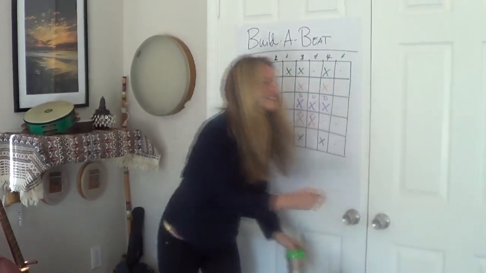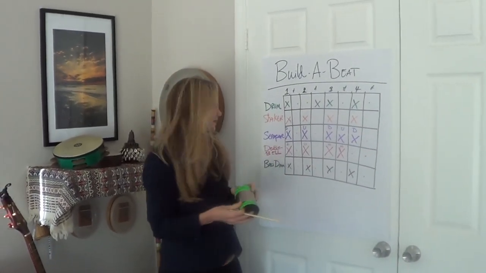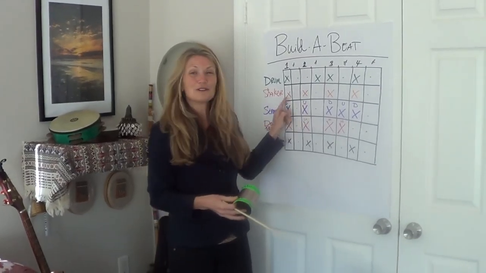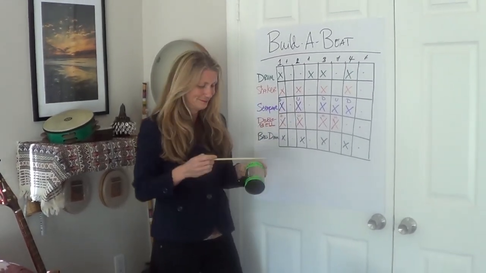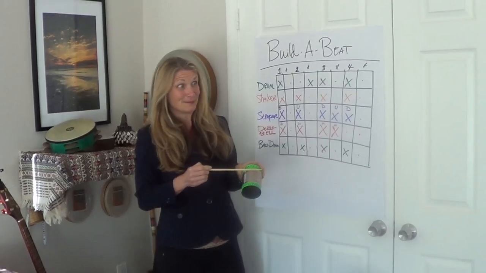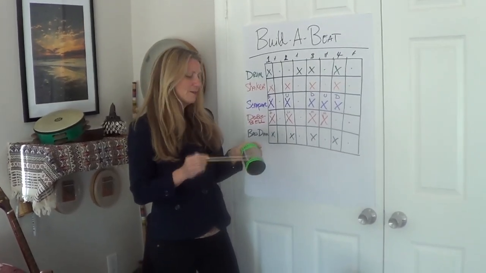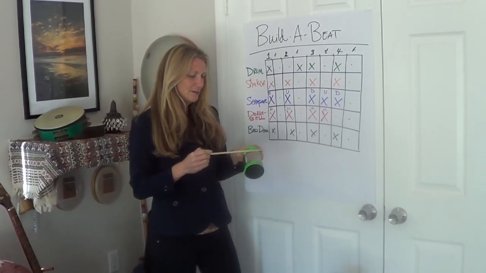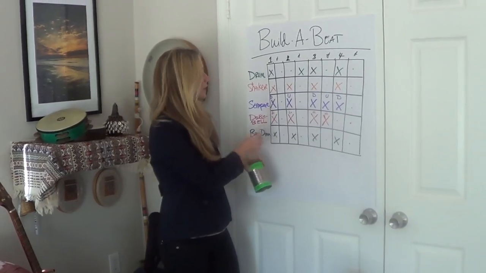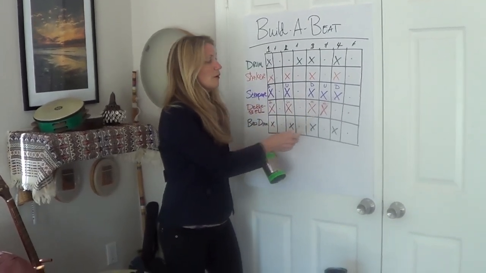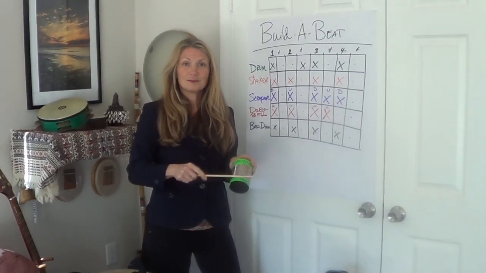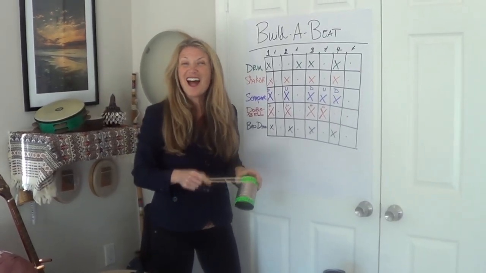Now, scraper. So now we add this D and U for down and up. Down, up, down, up, down. One, two, three, and four. One, two, cha-cha-cha.